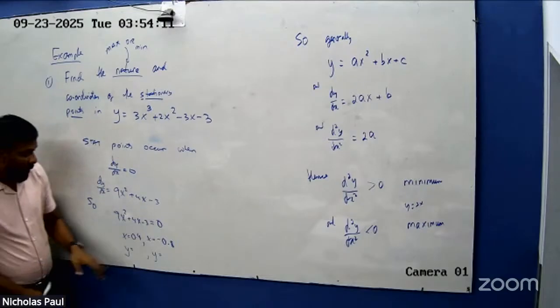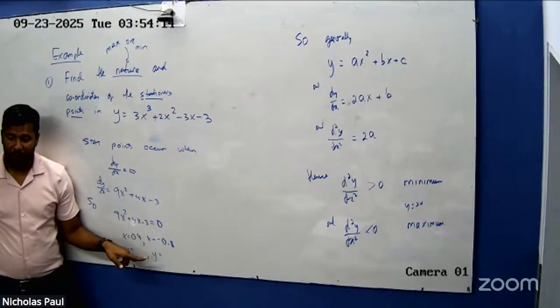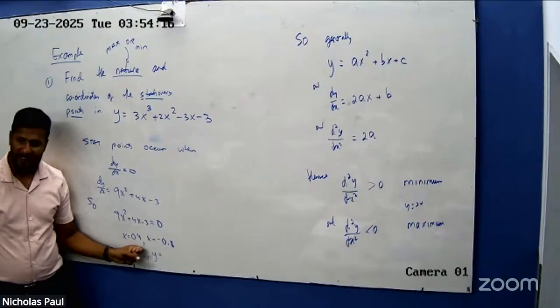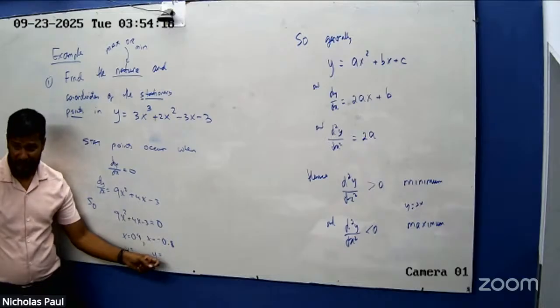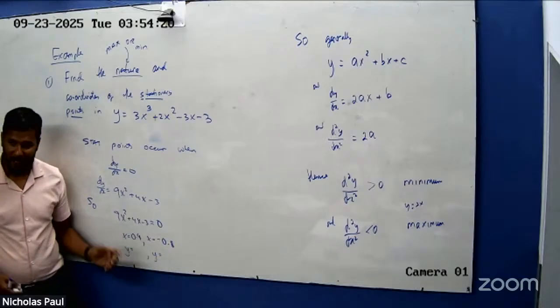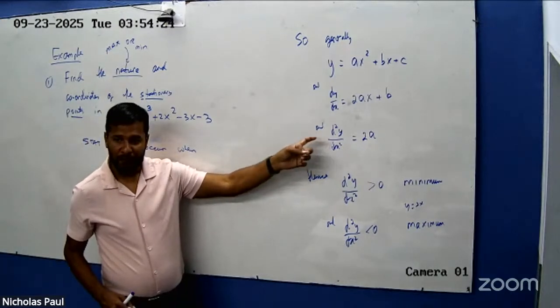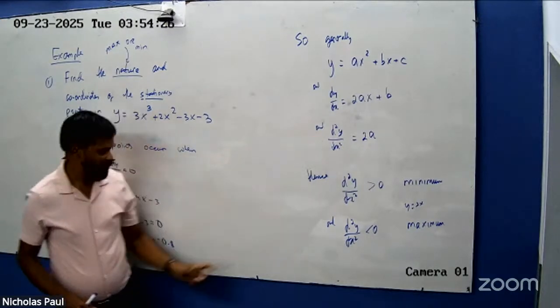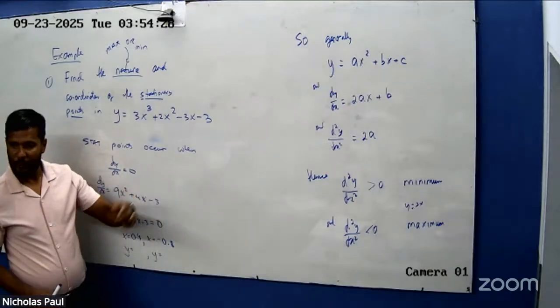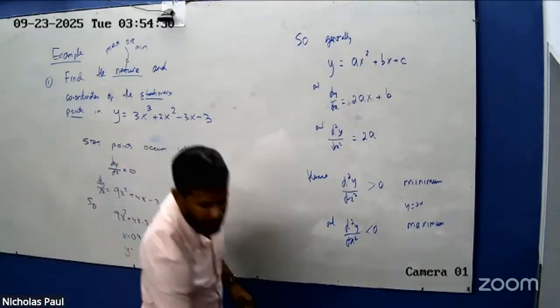Right. We have two points here. How do we know which is max and which is minimum? These are two turning points, but we don't know which is max or which is min. So what we have to do now is to find d2y/dx squared and then put in the x value and see what will happen. All right, so watch this here.